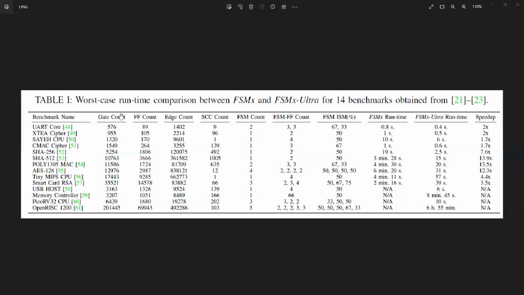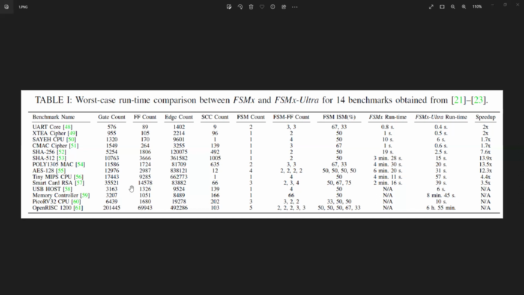FSMx and FSMx-Ultra both can handle any sort of technology library. We have also tried analyzing technology libraries from various vendors, including Synopsys, Cadence, and GlobalFoundries. We have also worked with 14 nanometer technology. All of those were analyzable, no issues.